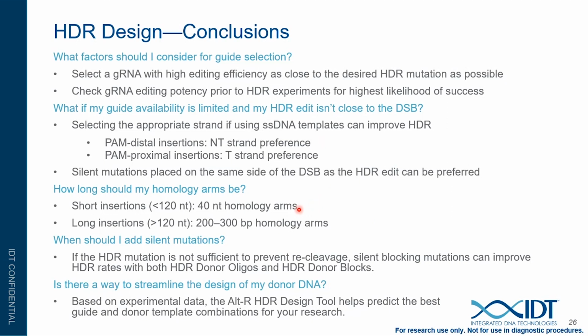For homology arm lengths, we recommend starting with 40 bases for short insertions and 200 to 300 for your long insertions. And in general, whenever your HDR mutation is not sufficient to prevent recleavage, you should include silent blocking mutations to improve your HDR rates, whether you're using an HDR donor oligo or an HDR donor block. And if you're looking for a streamlined way to design your donor DNA, we have developed an Alt-R HDR Design Tool based on experimental data that will help predict the best guide and donor template combinations for your research.